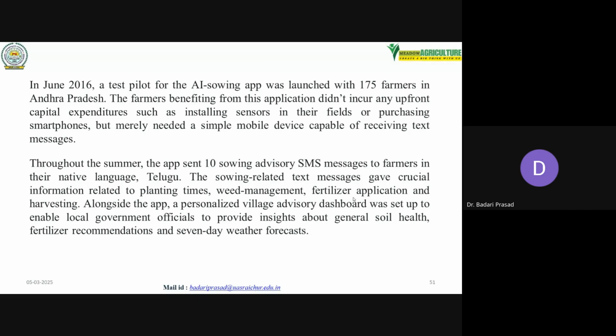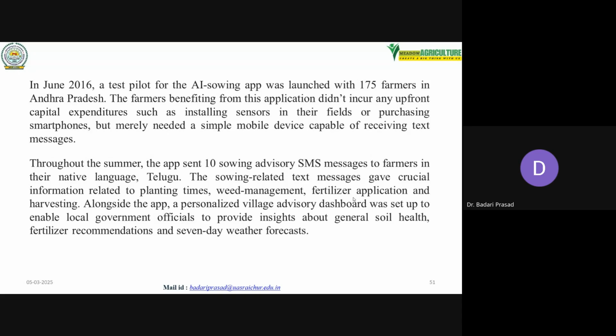That was sufficient. So throughout the summer, the app sent 10 sowing advisory SMS to farmers in their native language. That is also very important. Many of our technologies are failing because a farmer cannot understand the higher languages. Just for example, English. So he is much more comfortable whether it is in Kannada or Telugu or Malayalam or Tamil. So whatever is the mother tongue. So this app allows them to send voice messages or text messages in local language.